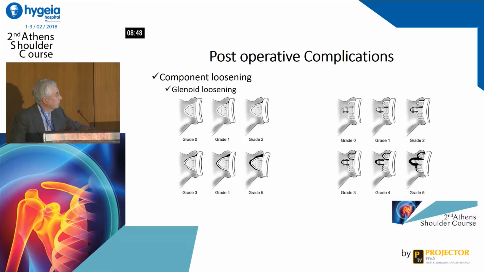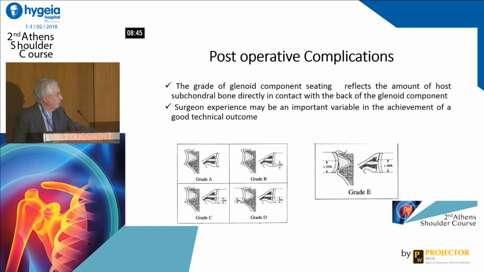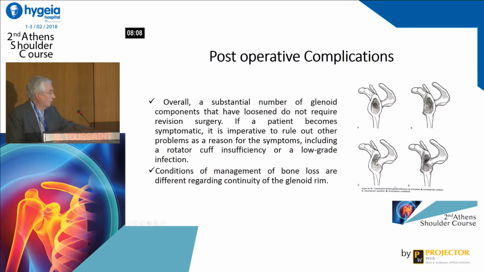it's very important to check and to measure the evolution of this loosening. But the most important thing is to check the glenoid component seating, because if you don't have a good seating of the glenoid side in grades B, C, and D, and in grade E, you are exposed to the rocking horse effect of the glenoid component, and to very easily have loosening.